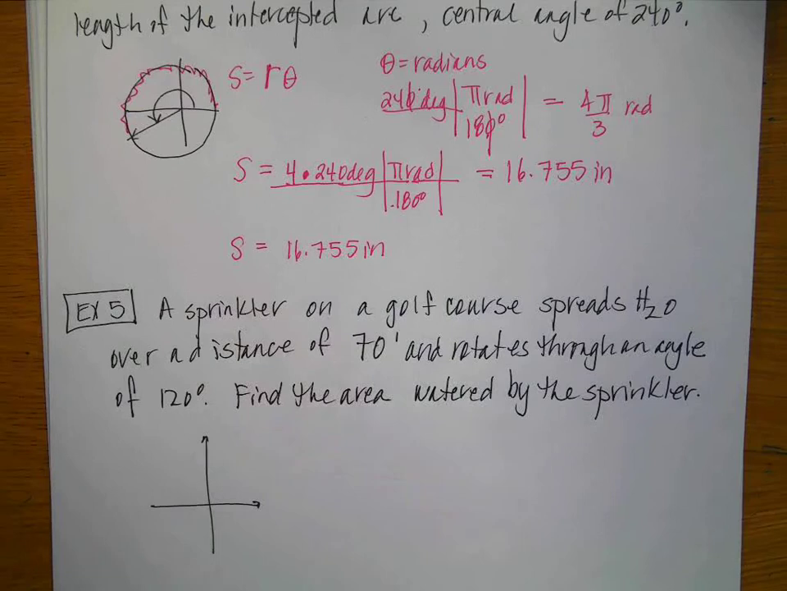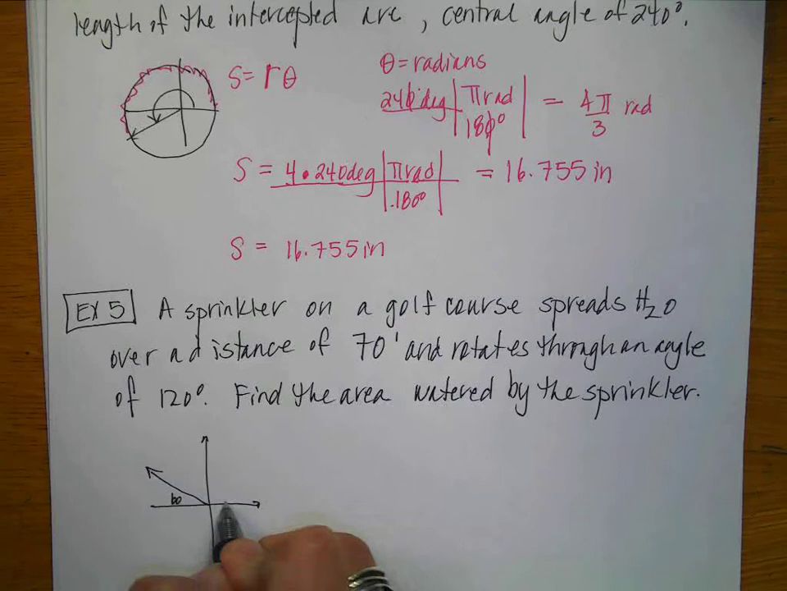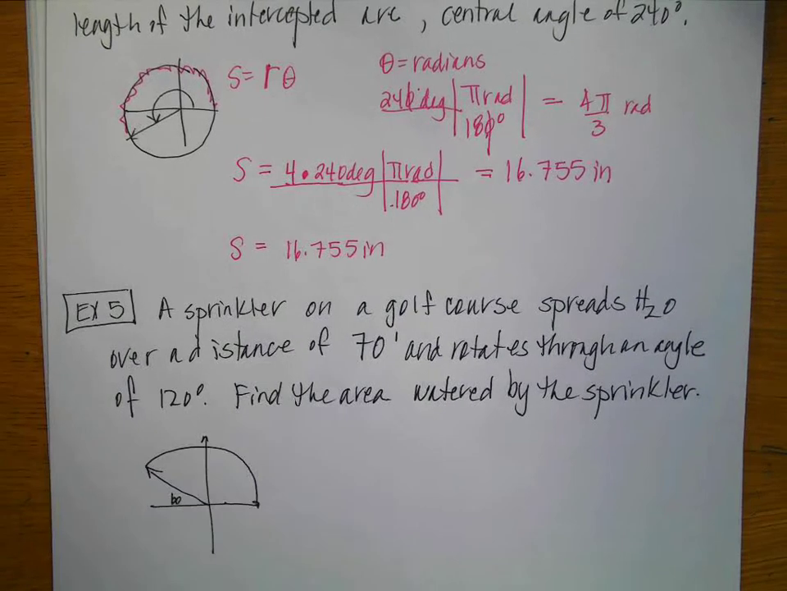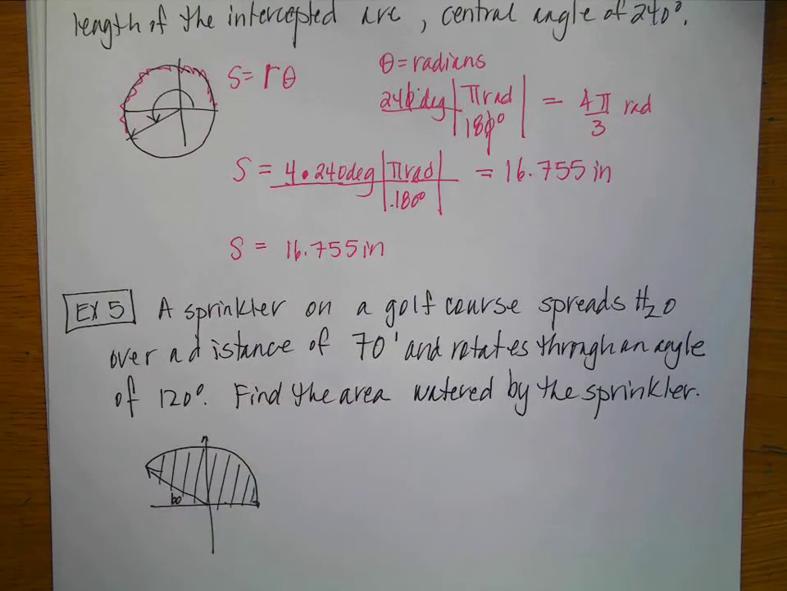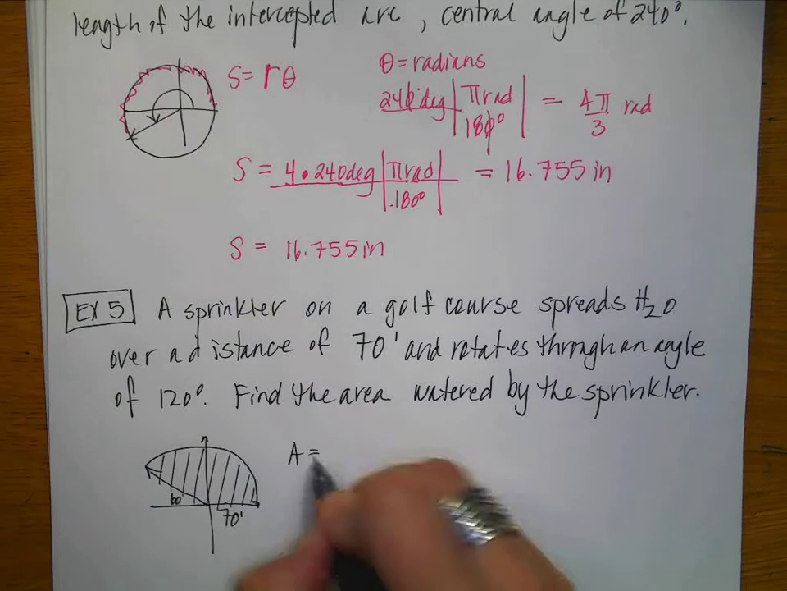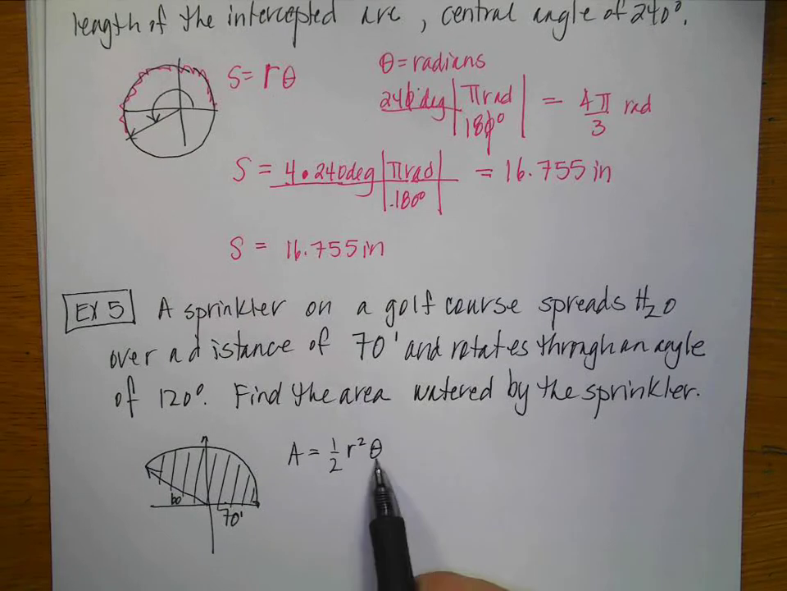Alrighty, so again, I'm going to draw a picture just to illustrate what we have. So here's my coordinate system, and I have 120 degrees, which is right here. It's 60 degrees shy of 180, and then my sprinkler is going to make a pattern, and I want to know what is the area that it covers. The sprinkler covers a distance of 70 feet, so the radius of the circle is 70. So I'm going to use my sector formula, which is 1/2 r squared theta.